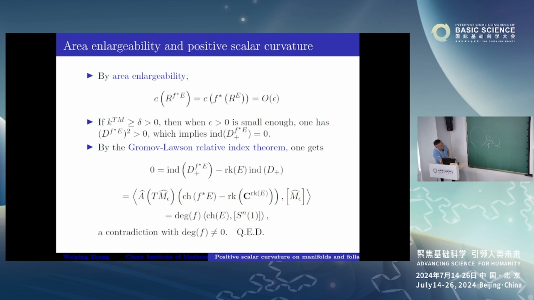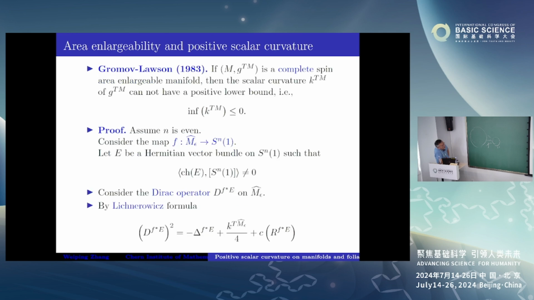So that means you cannot assume the scalar curvature has a uniform positive lower bound. So this gives a very simple proof of this Gromov-Lawson theorem. Of course, if M is compact, then this means that there is no positive scalar curvature on the area enlargeable manifold.